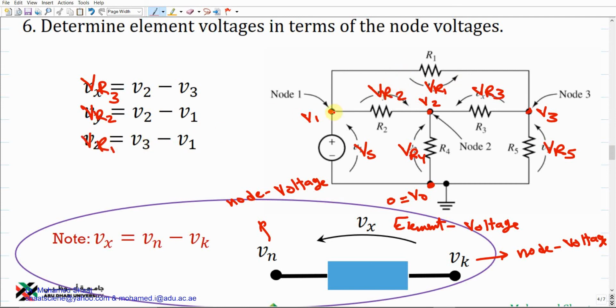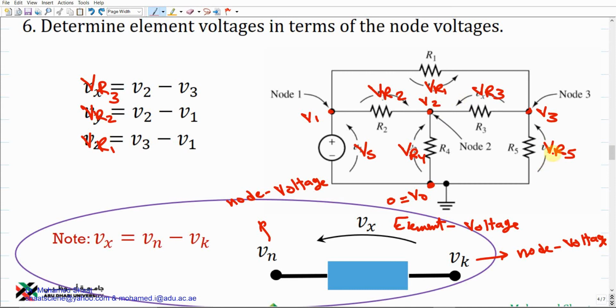VR1 moves from node 1 to node 3, because I'm moving in this direction. Looks like you're already moving from 1 to 3, so this is the direction. I'm not rotating in a complete circle; I'm just jumping from one node to another node, from node 1 to node 3. So this should be V3 negative V1. Make sense? So this is for these three element voltages.